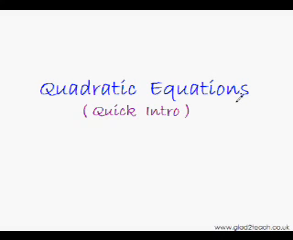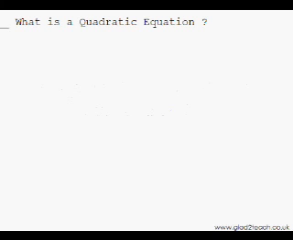Quadratic equations, as you know, are the most important type of algebraic equations. So in this video of Glad to Teach, we are going to have a quick introduction to quadratic equations. That is, in the next 10 minutes, I will try to cover all the important points that you must know about quadratic equations. So here we go. So my first question to you is, what is a quadratic equation?